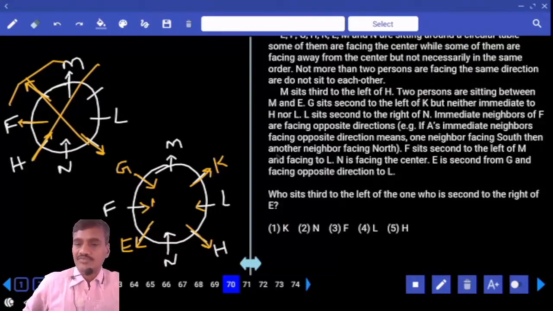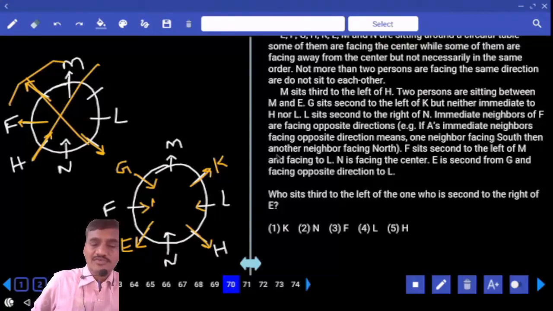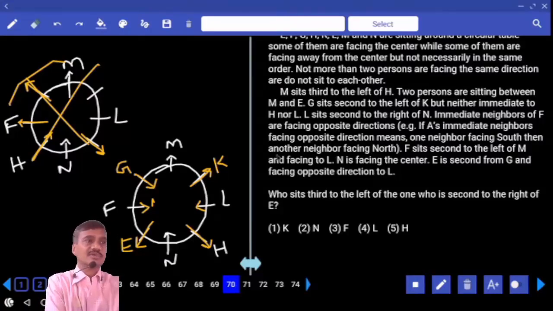F sits second to the left of M and facing L. Facing L means F and L are facing towards each other. Then if we start from there, it becomes even easier. Is that clear? Now this is about the reasoning section. Do you have any doubts?